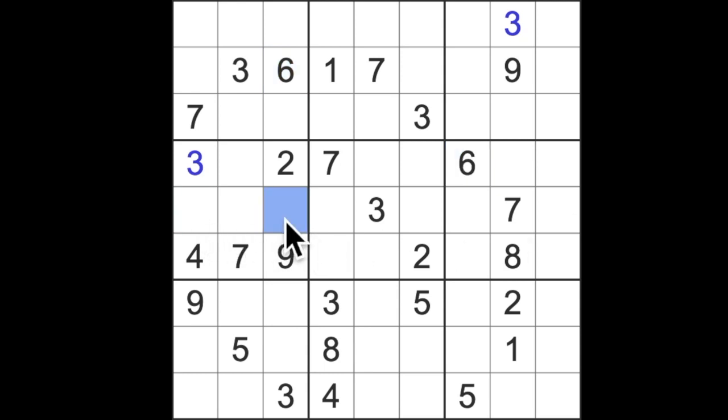Well, it might be of interest. I've got fives in these squares and I've got sixes over there. Don't know if that's going to mean anything, but it might. Anyway, let's get the easy ones out of the way first.